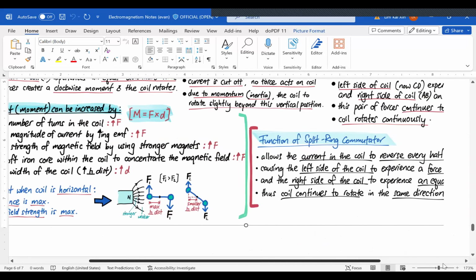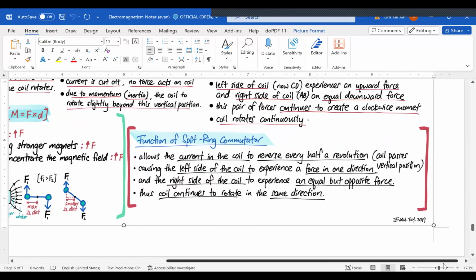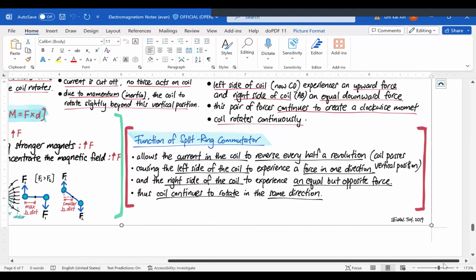Okay, so I go into the function of a split ring. The function of a split ring commutator is to ensure that the current in the coil will be reversed every half a turn. When my coil flips 180 degrees, that is half a turn; one full turn is 360 degrees. So when the coil AB on the left side goes to AB on the right side, we say that is half a turn. The current in the coil will have reversed from flowing ABCD to DCBA.